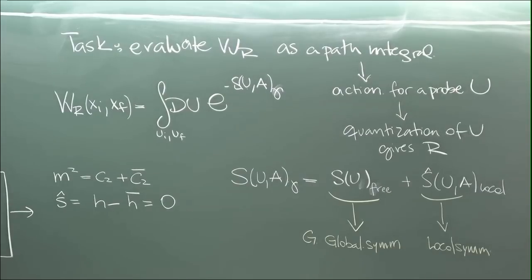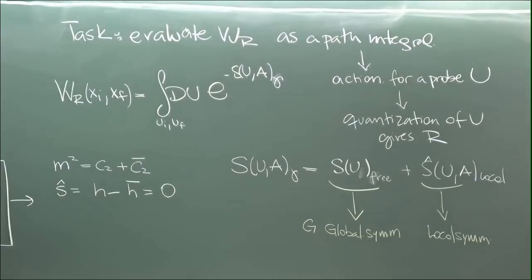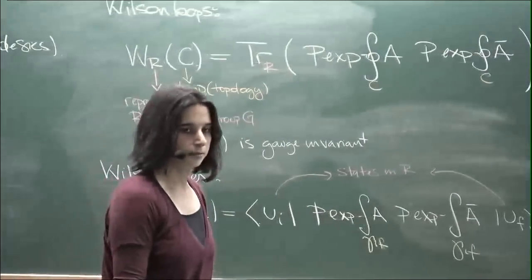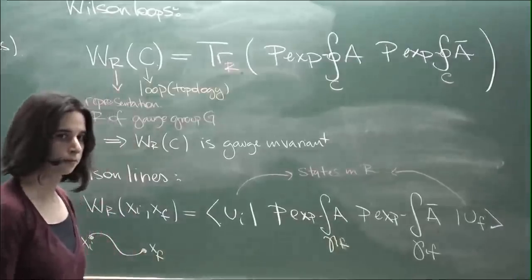And then, yeah. If I wanted to compute the trace, I would say all configurations for which UI is equal to UF, so that the field is basically continuous.